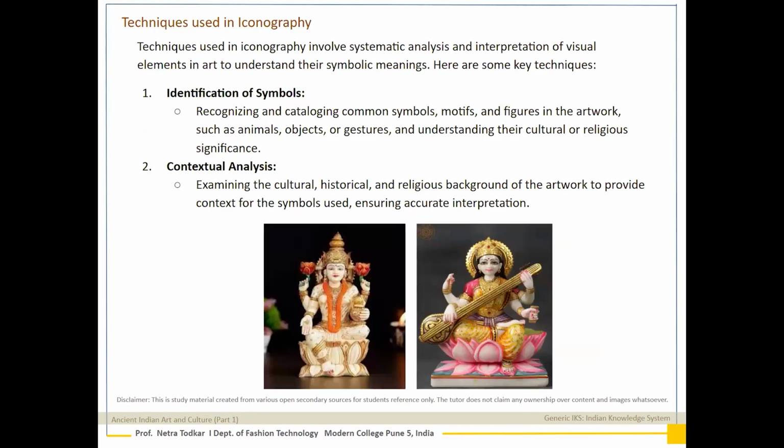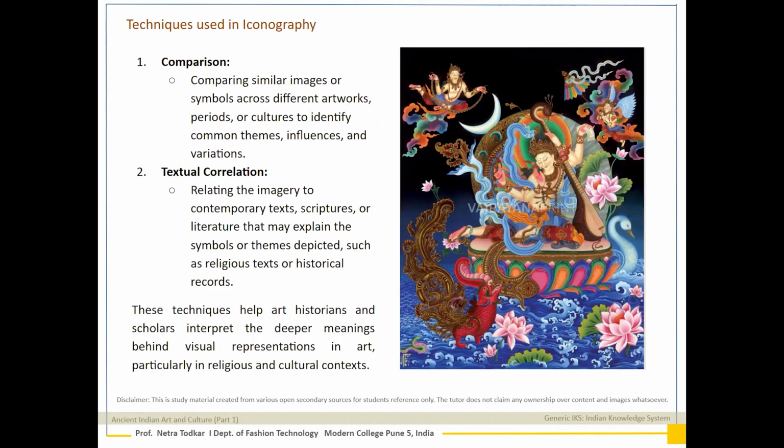Techniques used in iconography: identification of symbols, recognizing and cataloging common symbols; then conceptual analysis, examining the cultural, historical, and religious backgrounds of the artwork; textual correlation, relating the imagery to contemporary texts and scriptures. These techniques help art historians and scholars interpret the deeper meanings behind visual representations in art, particularly in religious and cultural contexts.